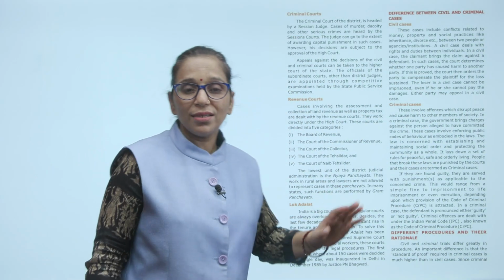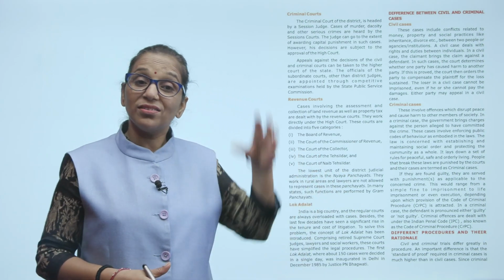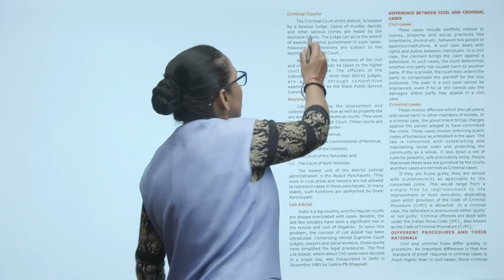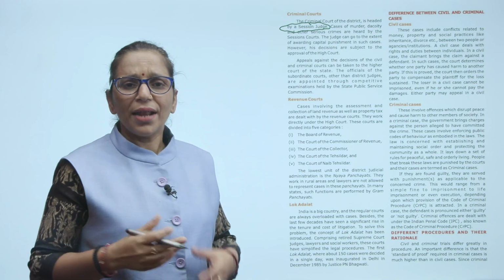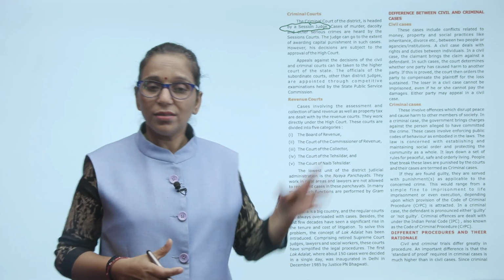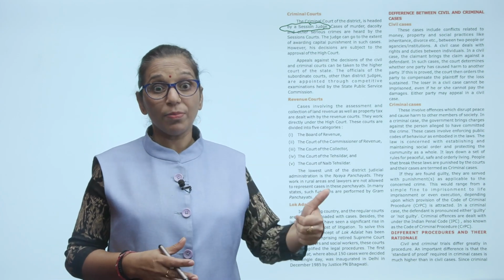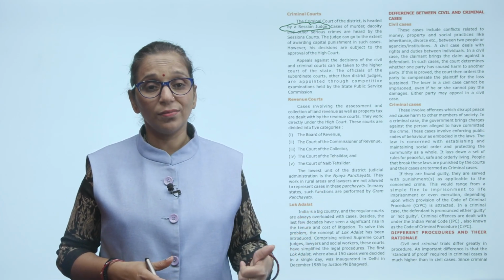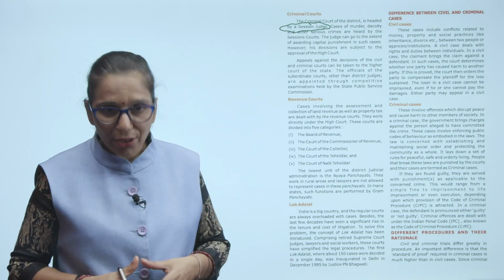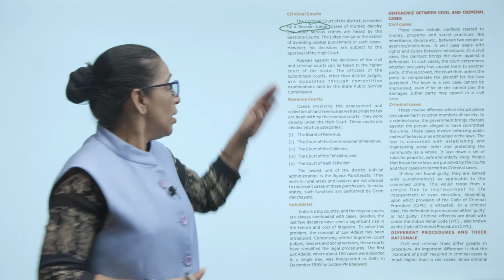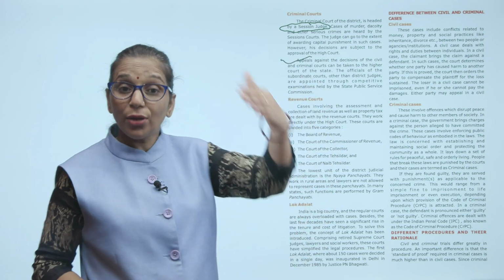Now after civil courts, criminal courts are also there. The criminal court of the district is headed by the session judge. Here it is known as session judge. Cases of murder, dacoity and other serious crimes are heard by the session courts. The judge can go to the extent of awarding capital punishment also in such cases. However, his decisions are subject to the approval of the High Court. Now, appeals against the decisions of civil and criminal courts can be taken to the High Court of the state also.